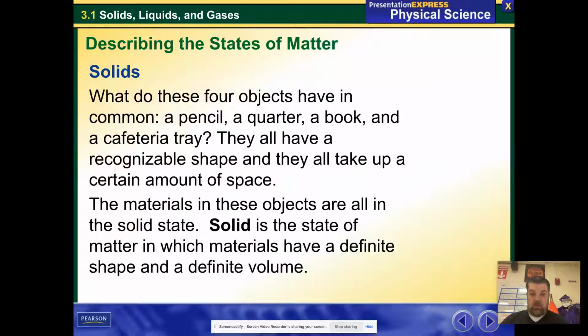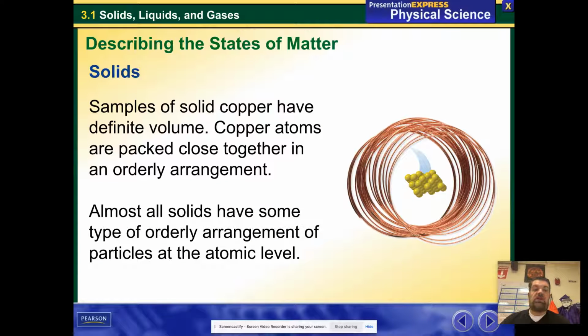What do these four objects have in common? A pencil, a quarter, a book, a cafeteria tray. They all have a recognizable shape and they all take up a certain amount of space. The materials in these objects are in the solid state. Now, solid is a state of matter in which the materials have a definite shape and a definite volume.